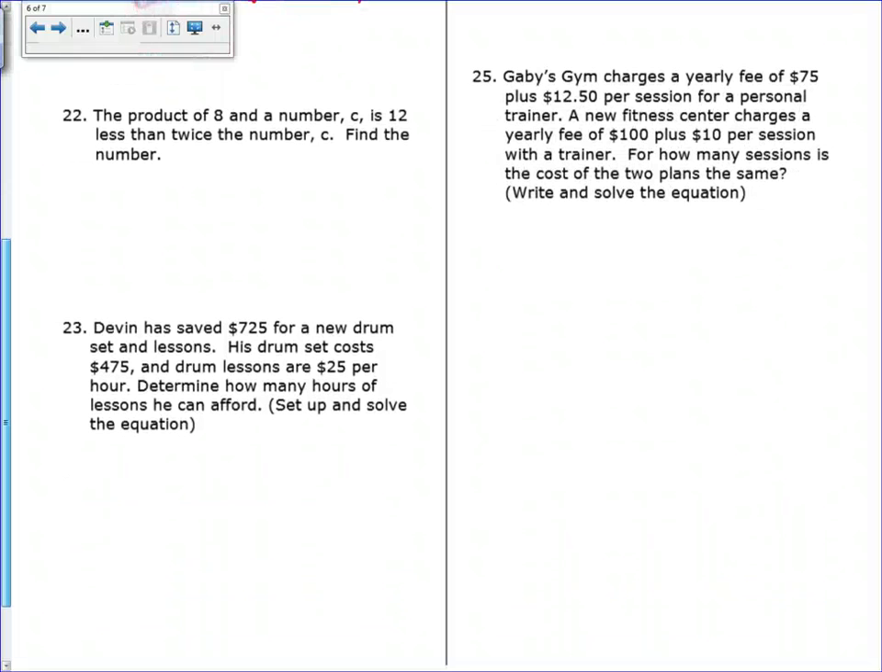22, the product of 8 and a number c. So this time they gave us a variable. Product means I'm going to multiply. So that's going to be 8c is equal to 12 less than twice the number. So twice the number, we've done that one before. It's going to be 2c. And we need 12 less than that. So minus 12. Remember, on your subtraction, the order is important. So because 12 has to be less than the number c, we have to do 2c minus 12.